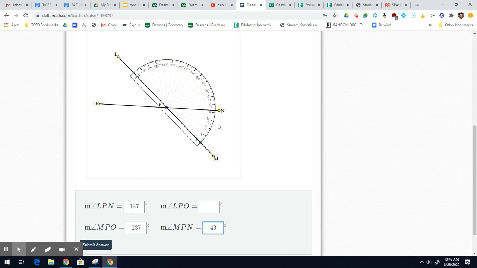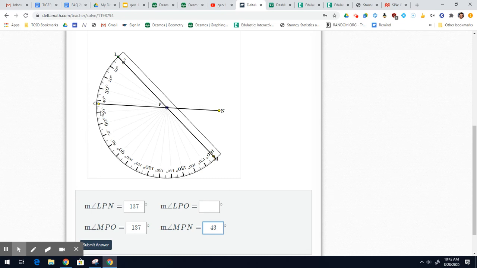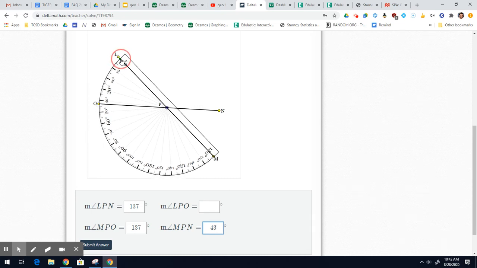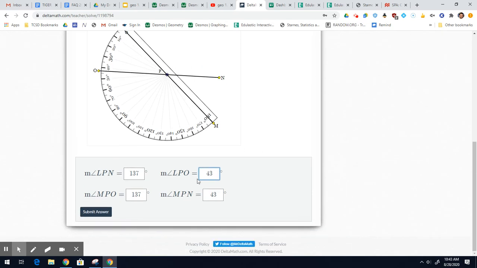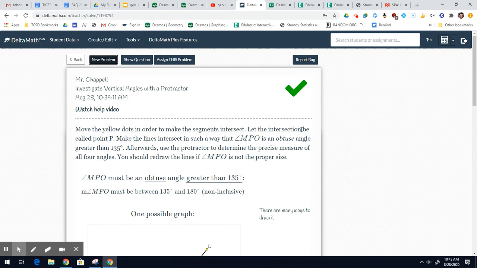Now if I swing the green dot around to L, again, let's shrink it so that that side goes through. All right, let's see. So there's LPO. Looks like 40, 41, 42, 43. So they're congruent vertical angles, supplementary adjacent angles. Submit. Hope I'm right. Yes. All right, very good.